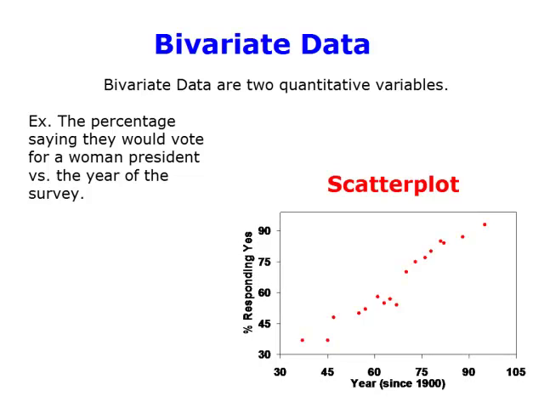Now, a scatterplot has two variables, the x and the y. For the x, I put the year, and you'll notice that it says year since 1900. So when you see the number 45 on the x-axis, that represents 1945. On the y-axis, I have the percent responding yes. So this would be an example of a scatterplot.